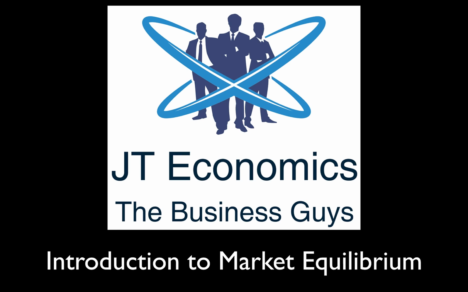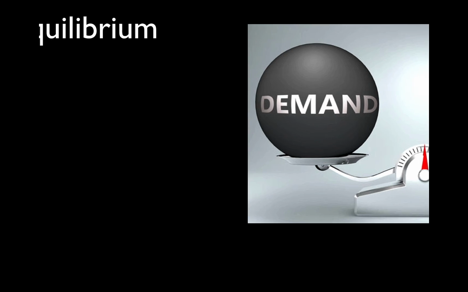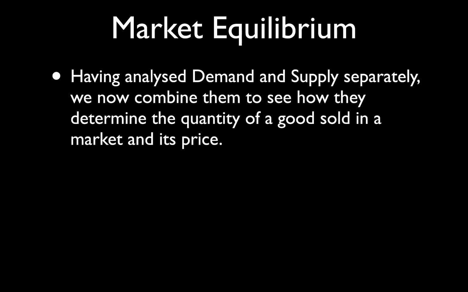Okay, so what we want to do in this video is begin our study of what's called market equilibrium. Basically, what we are doing is putting together demand and supply, the two separate ideas that we've already studied, onto the one diagram and seeing, well, essentially what happens. Now, basically what happens is the intersection of demand and supply.